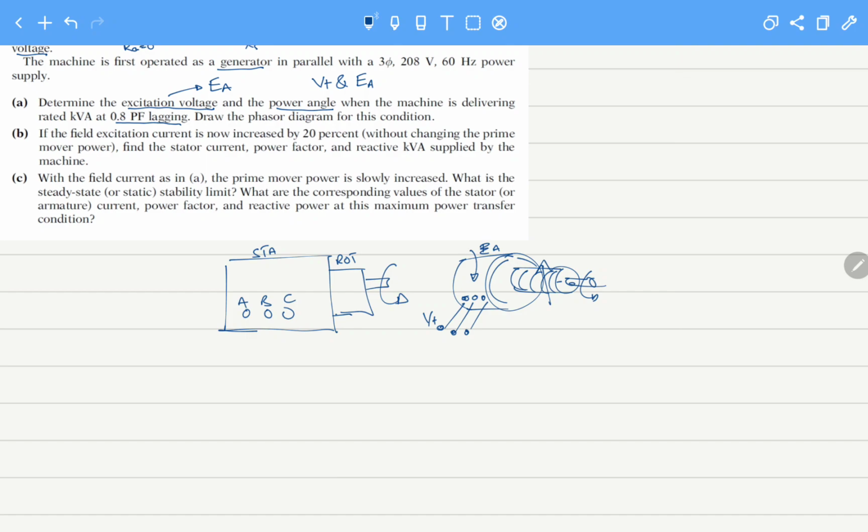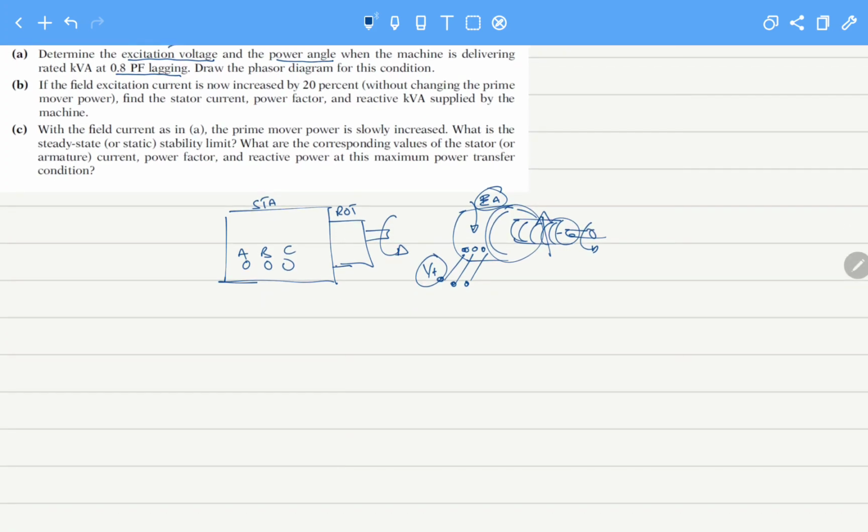Now students, it might be a point of confusion that sometimes the terminal voltage is equal to the internally induced voltage EA. That is only when it is an open circuit, when you have not connected anything to the terminals of the generator. But when there is a load connected, these two voltages are not the same.